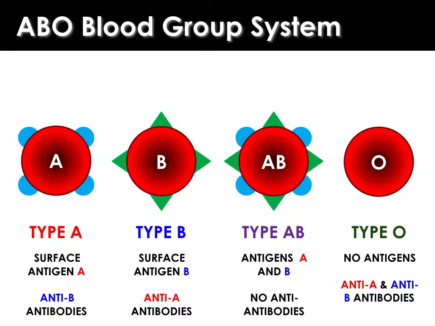For example, someone that has type A blood will have the A antigen on the surface of their red cells. As a result, that person will not make anti-A antibodies because that would cause a destruction of their own blood. However, if they were exposed to type B blood, their body would make anti-B antibodies and recognize it as alien and cause those cells to be broken down.